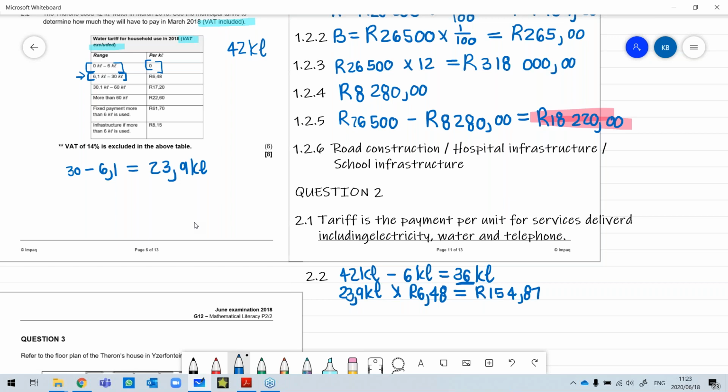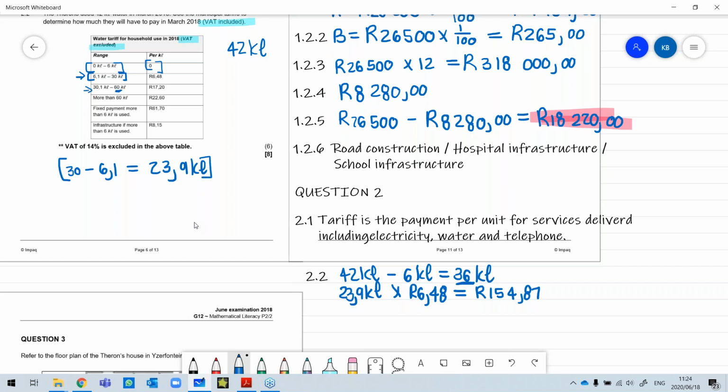R154.87. Now, very important, instead of just going ahead and doing this exact same step for the third range, you have to have a look. This range ends at 60 kiloliters. Now, the Thoron family only used up to 42 kiloliters. So it's important to note that you are not going to pay for the entire included range of 30,1 to 60. At this stage you have to calculate how many kiloliters fall within this range.